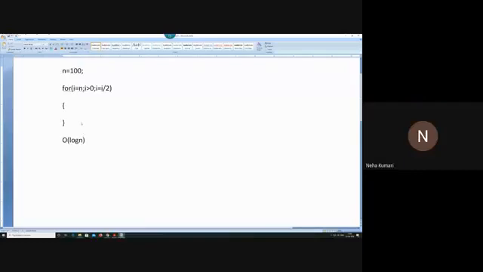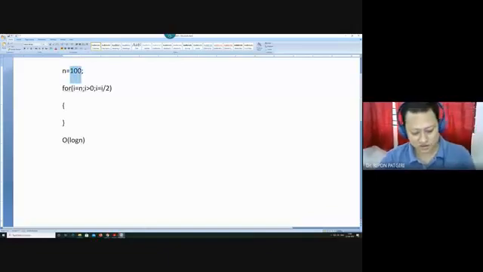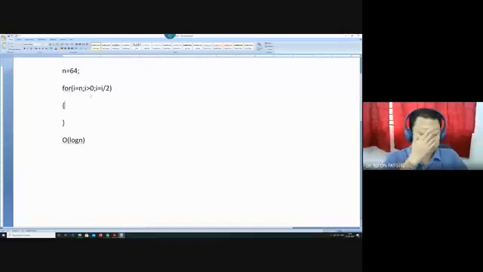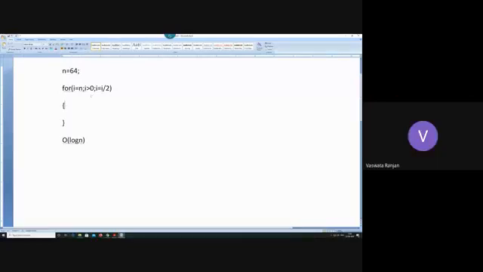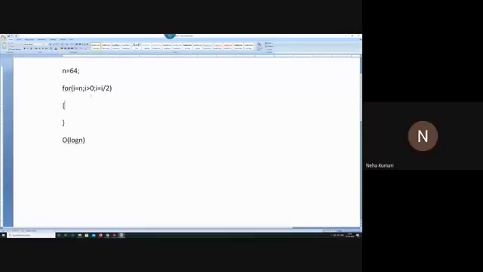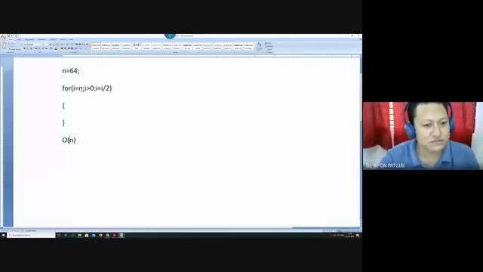Sir, I didn't understand this. Suppose it is 64. How many times will it run? Calculate it. 6 times, maybe 6 or 7 times. Why are we using log here? Because n is much larger, so the nearest possible is log n.